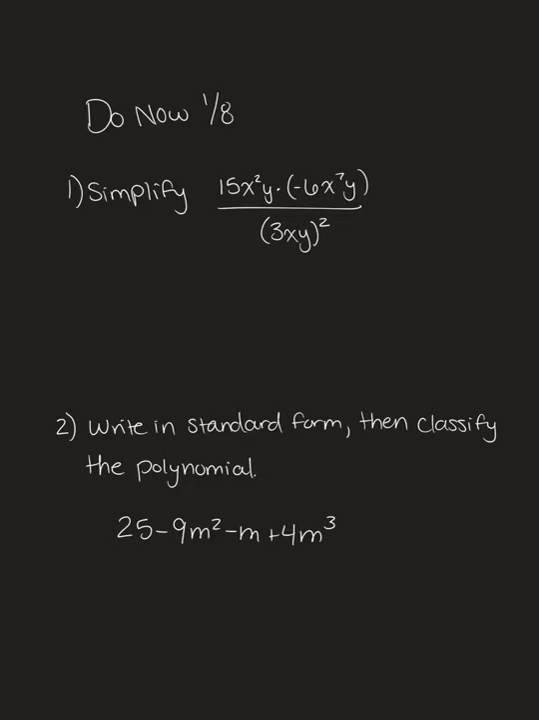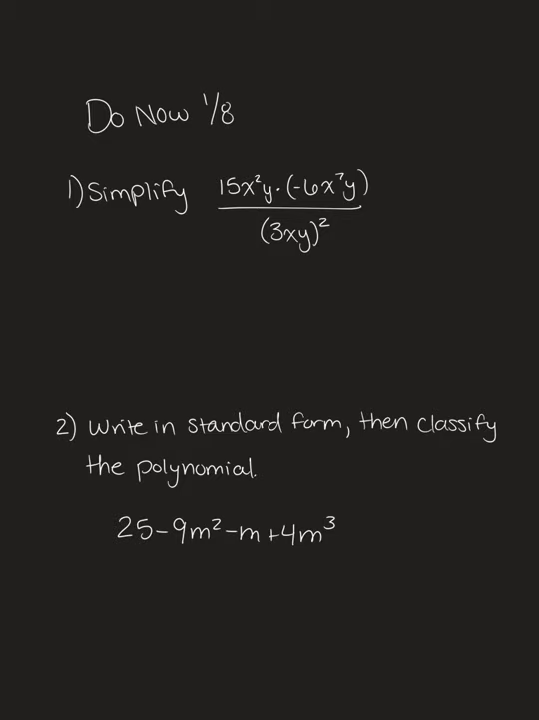So we are asked to simplify this expression here: 15x squared y times negative 6x to the 7th y, all over 3xy squared. So first things first, let's simplify the top and the bottom separately, and then we'll divide.